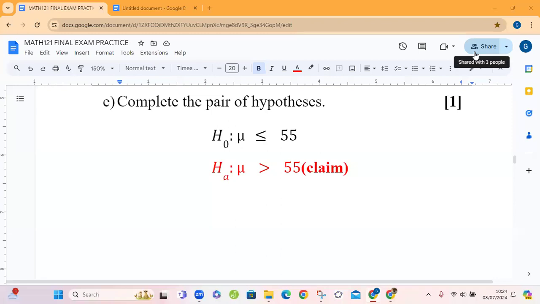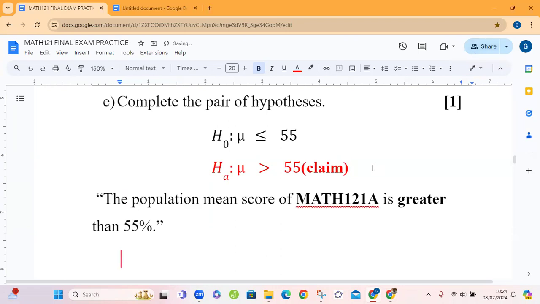Now, part E says to complete the pair of hypotheses. We first have to start with the claim. Remember, the claim says the population mean score of MATH121A is greater than 55%. So the claim was made with regards to MATH121A. Okay, so we have to translate this claim to symbolic form.